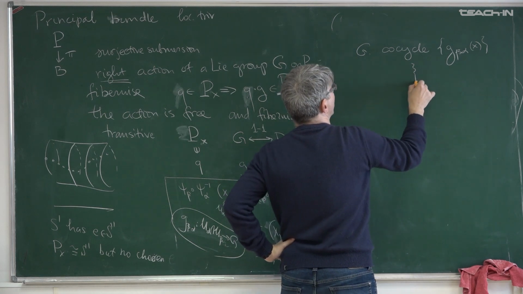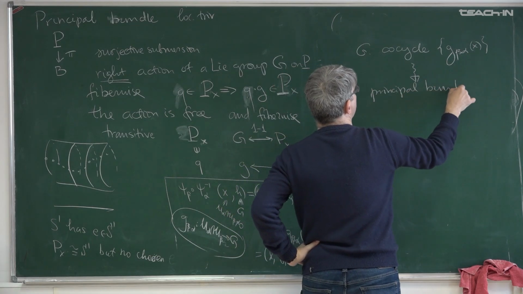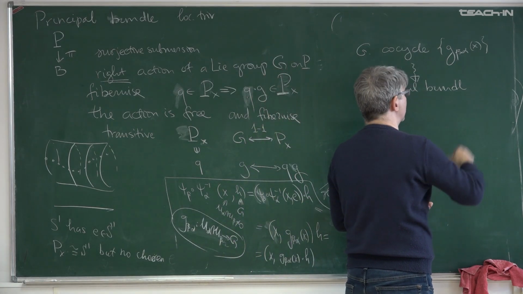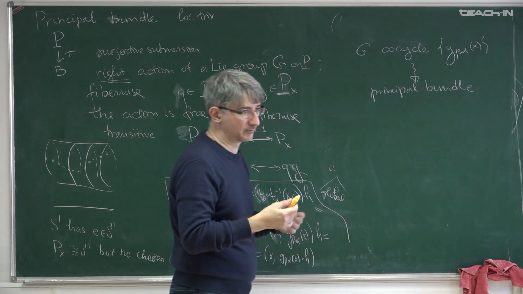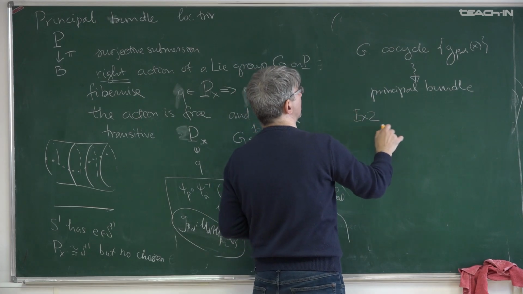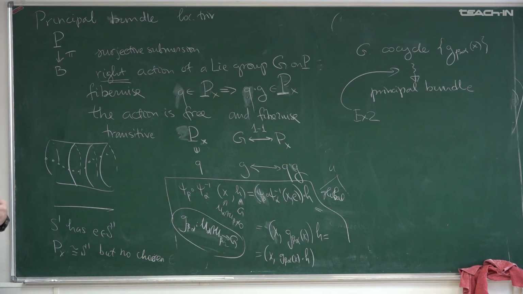So if you have a gluing cocycle, then you can construct a principal bundle in the same way as we did for vector bundles. And I ask you to do it. Exercise number 2. Explain to me how to construct a principal bundle from a gluing cocycle. It's not very difficult. You do more or less the same procedure, but just check the details. Okay, we have only 2 problems as homework.